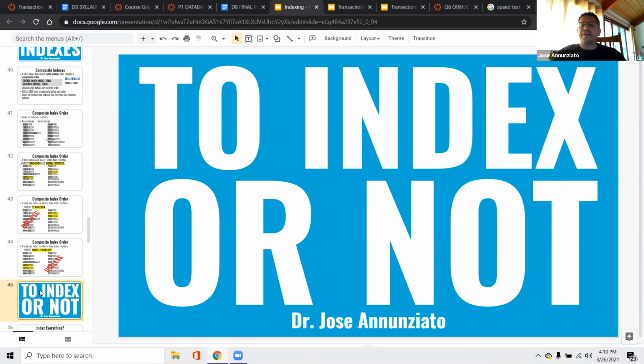All right, so to index or not to index. We saw already that an index is not always going to help you by default. It might actually be worse. We get worse performance. So the question is, to index or not to index? That is the question.